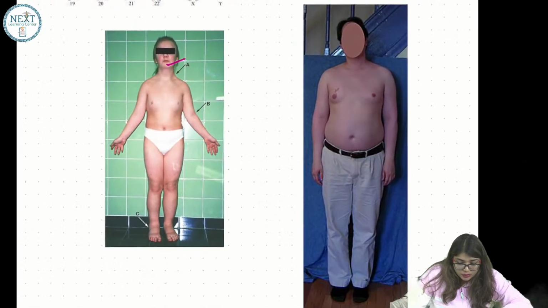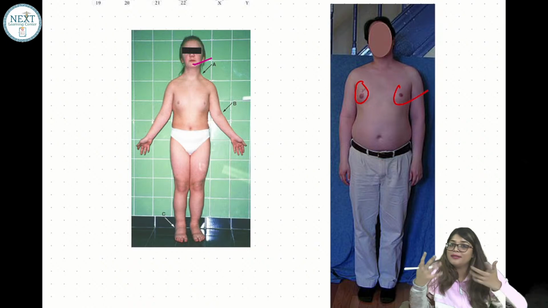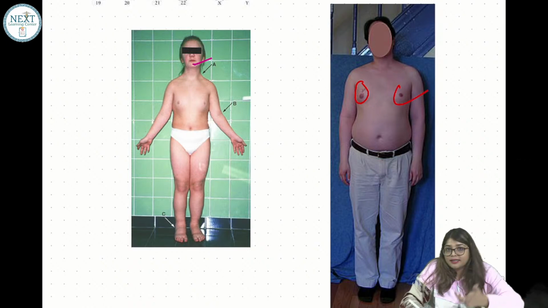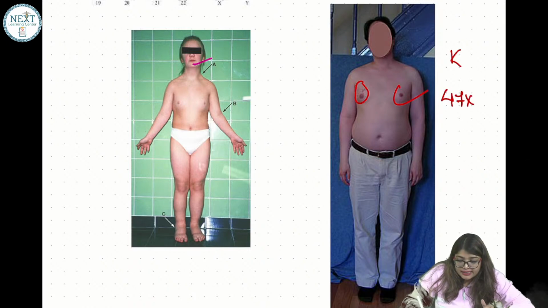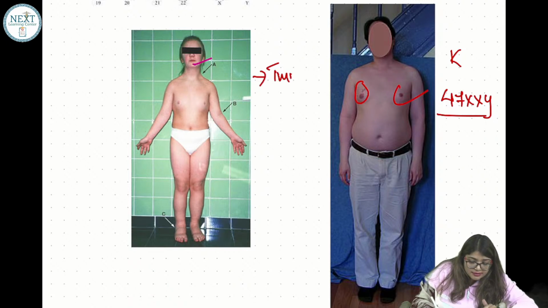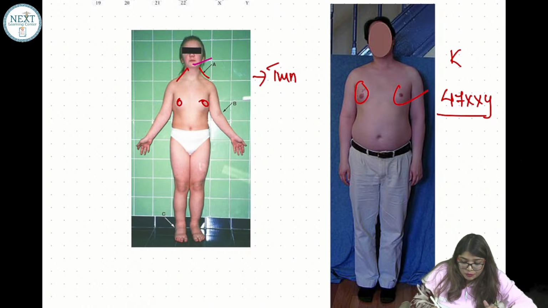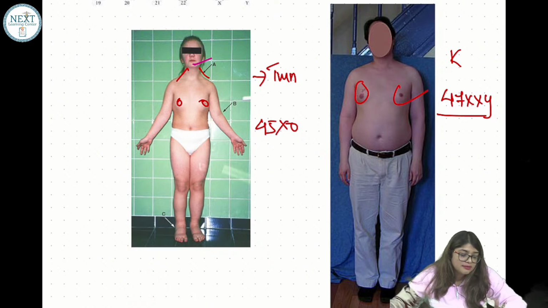Plus, can you see these two? What are these? A tall male with gynecomastia. Just by looking at the image, tall male with gynecomastia. You can see there are no secondary sexual characters present. What is this? Klinefelter. Very good. This is your 47XXY. It is Klinefelter syndrome, right? And this is your Turner syndrome, wide spaced nipples, webbed neck. This is 45XO, while this is 47XXY. This is Turner, that is Klinefelter syndrome.